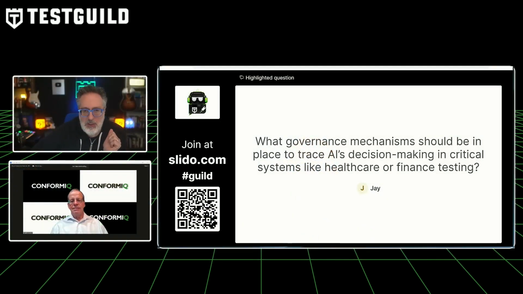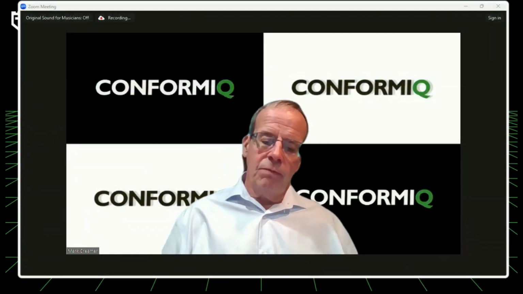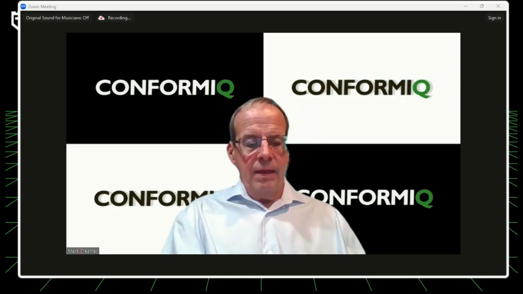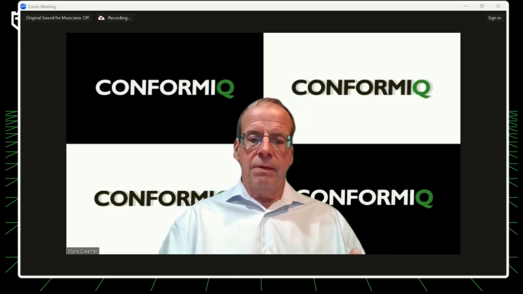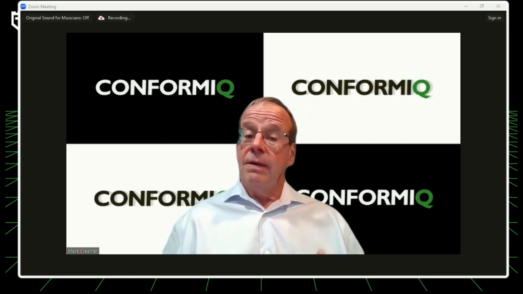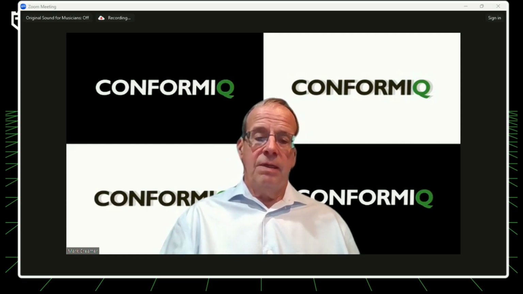Right. Next question is, what governance mechanisms should be in place to trace AI's decision making in critical systems like healthcare or finance testing? This is from Jay. Yeah, that's a really good question, and I go back to the comment I just made. You need to have the control points before you pass it from the Gherkin code. You need to ensure that your developer, your BA, and your tester are in sync, that what's being represented is correct.